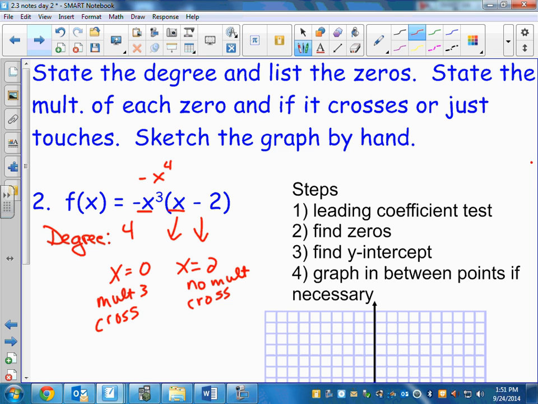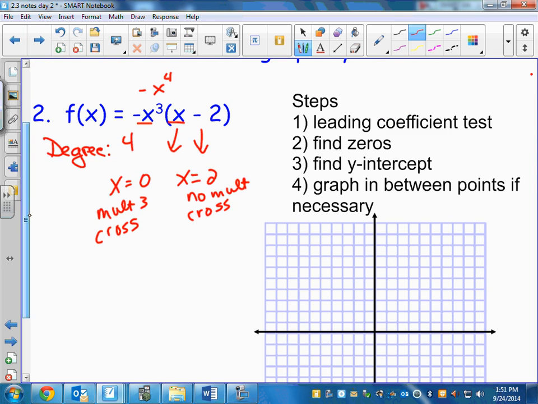So let's graph what we know, and I want to show you why it's nice to know this stuff. So if you haven't drawn a little graph yet, draw a little graph.